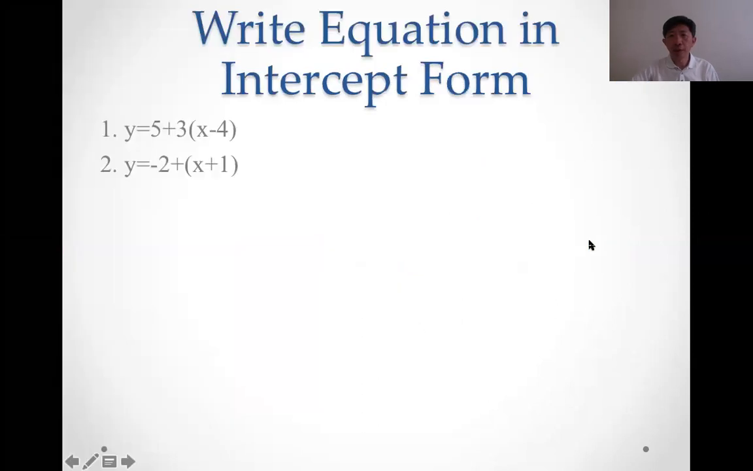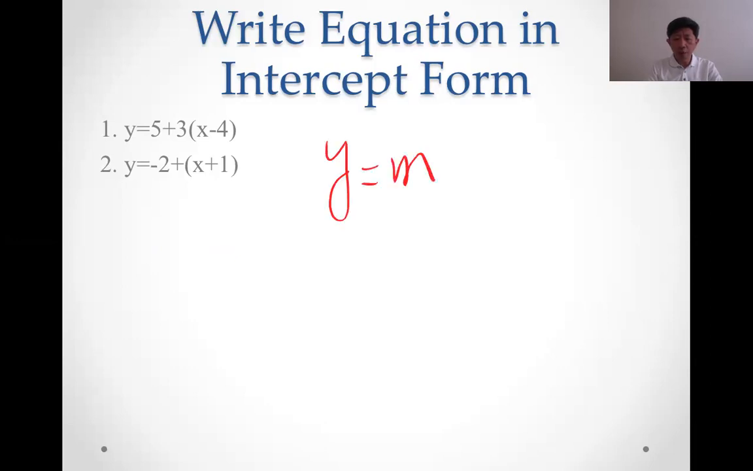All right. Now, before we determine a line, we need to do some preparation. First of all, we have to write the equation in intercept form. So what is the intercept form? Intercept form is y equals mx plus b, right? Any form we want, we transfer to y equals mx plus b.